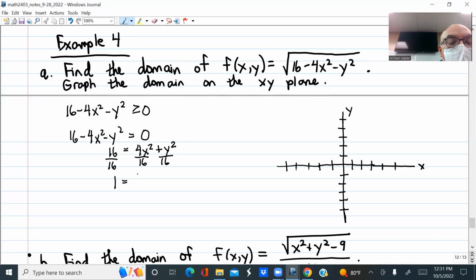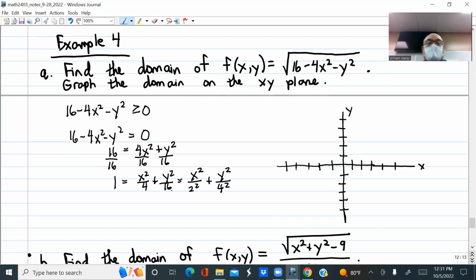So you get 1 is equal to x squared over 4 plus y squared over 16. Let's rewrite that a little bit. That's x squared over 2 squared plus y squared over 4 squared. So you have 1 is equal to x squared over 2 squared plus y squared over 4 squared. Do you know what that sort of curve is? It's not quite a circle. It's an ellipse, right? Not an ellipsoid. This is just a plain old ellipse. Okay, that's going to be an ellipse, right?